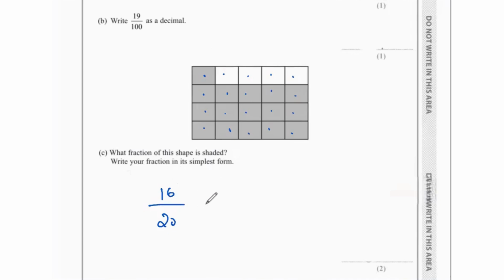16 and 20 come in the 4 times table. So we simplify it to 4 over 5. That is a simplified fraction.